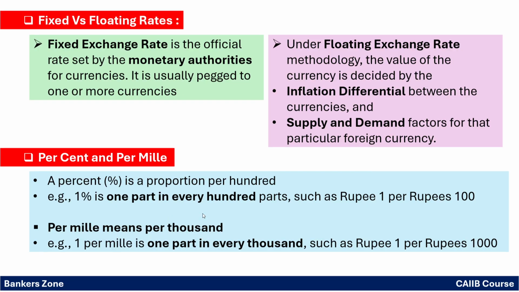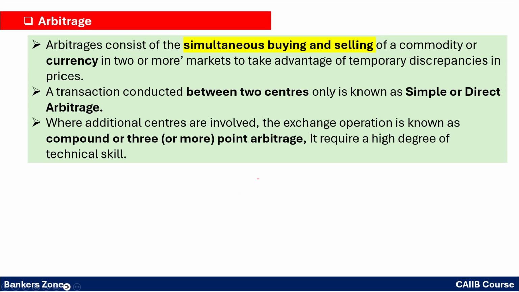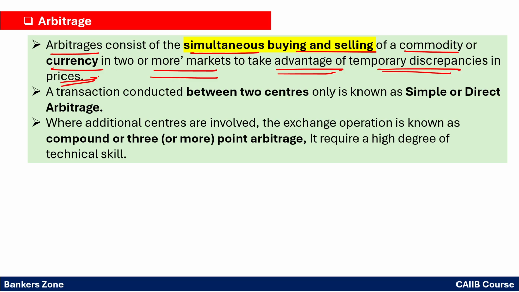Now further, what is arbitrage? Arbitrage consists of simultaneous buying and selling of a commodity or currency in two or more markets to take advantage of a temporary discrepancy in the prices. What do you mean by it? For example, there are two markets: one is the USA and second is, say, Hong Kong. In the USA, the dollar is available at 82 rupees. In Hong Kong, the dollar is available at 80 rupees.